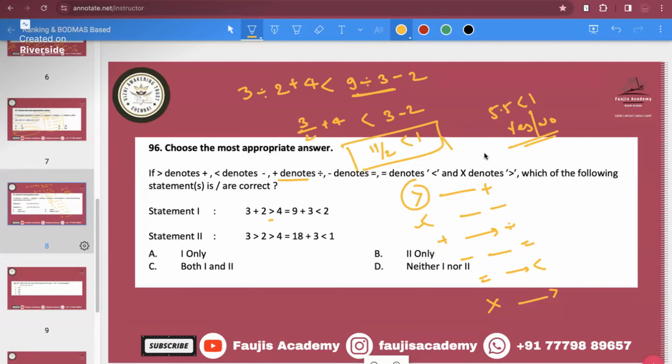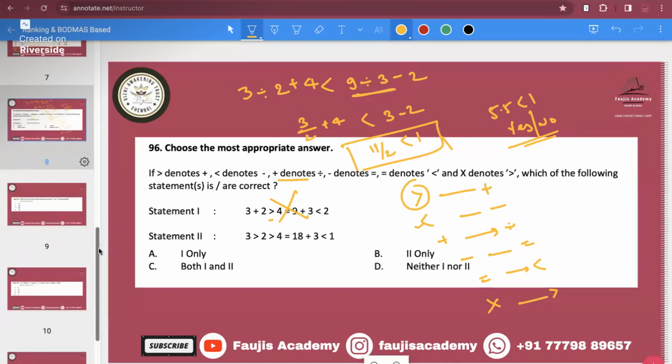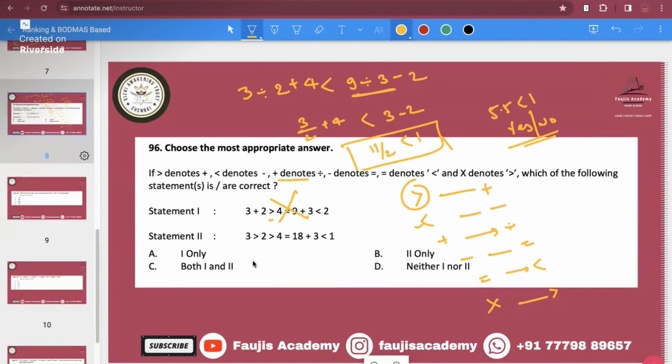Yes or no, guys? No, sir. So this statement is wrong. Anybody who did not get it, please ask. Please ask. This is the only thing we have to understand over here. Right? All of you got it?